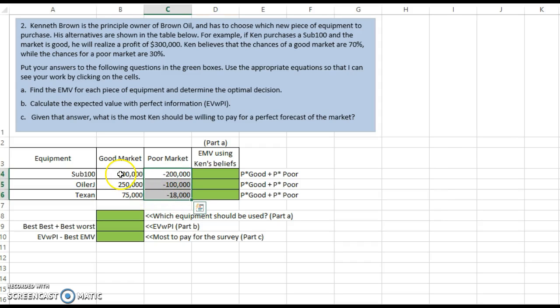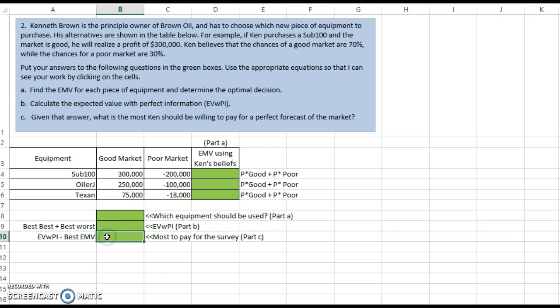So let me say that again. You're going to take the probability of a good market, which is 70% in this case, and multiply it times the best result in a good market. So your best choice here times 70% plus your best choice here times 70%. That is what EVWPI is. So that's the expected value if we had perfect information. So if we had perfect information, we would always have the best choice in each state of being.